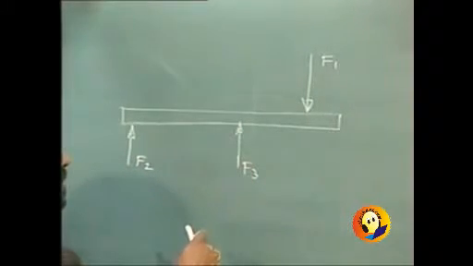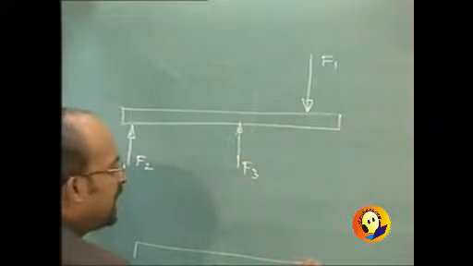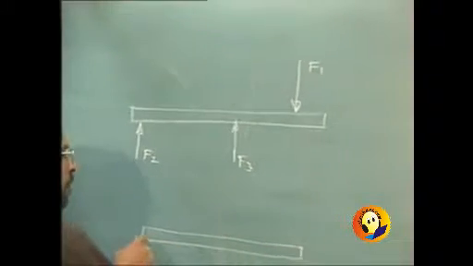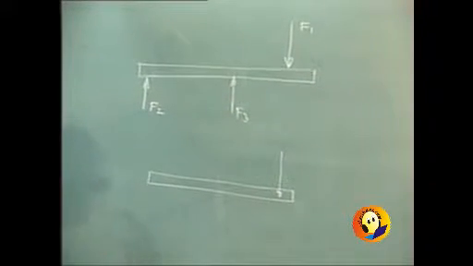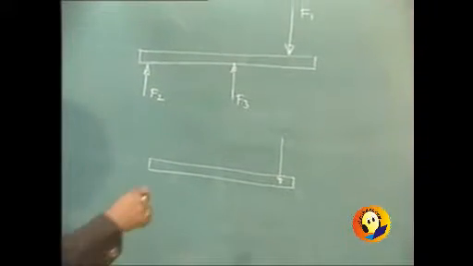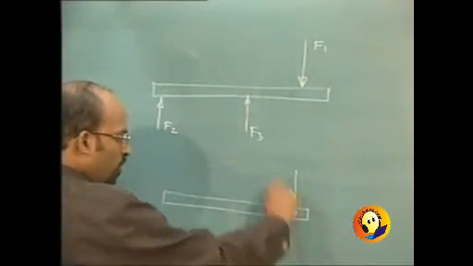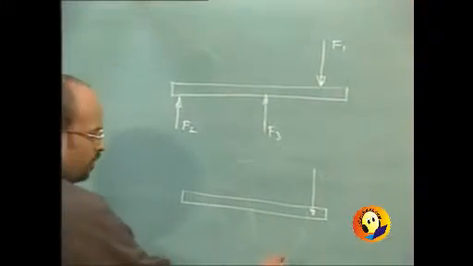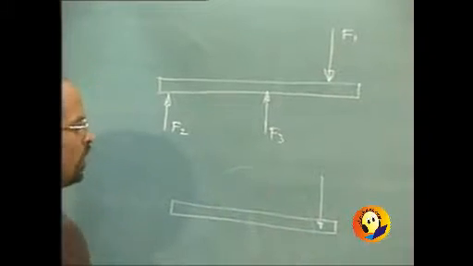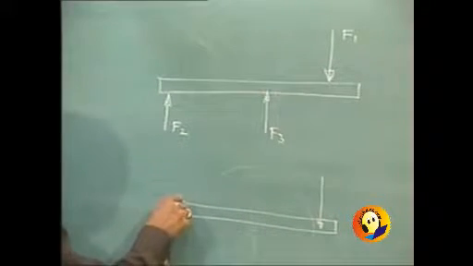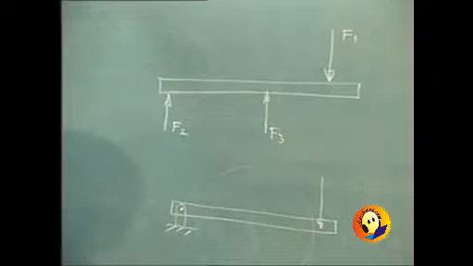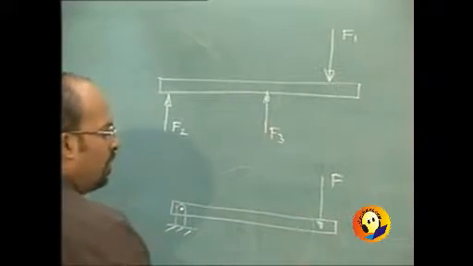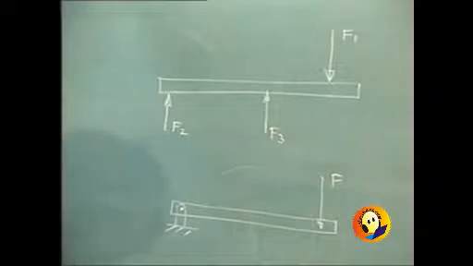And if they are not concurrent, then consider the case when a single force is acting onto it. What is the effect? If force F1 is acting, is this body going to shift down only? Answer is no. It will shift down, but it is also likely to rotate. Suppose I hold one of the points. This is made stationary. And if I apply the force F, then this bar is going to get rotated.